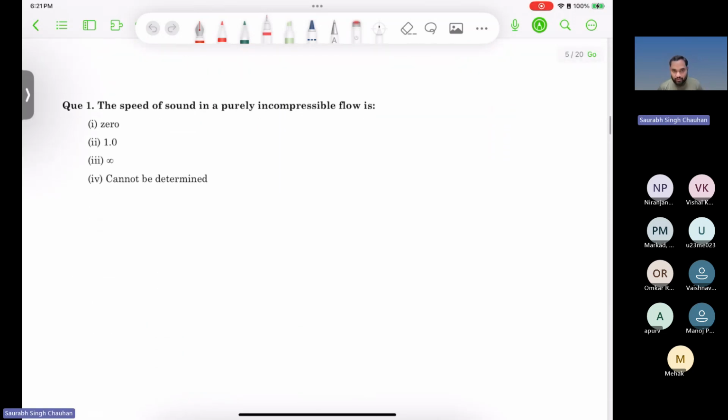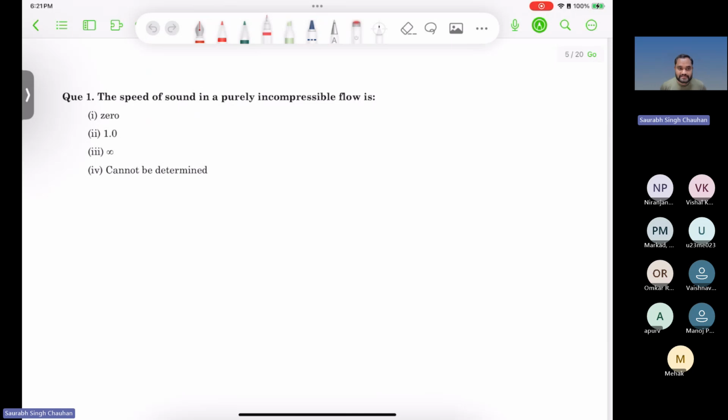Now we will try to solve some problems. If you have any doubt till now, then please ask. If you don't have any doubt, then we will try to solve some problems. And these problems are similar to your assignment problems, right? So Prasad is asking something.